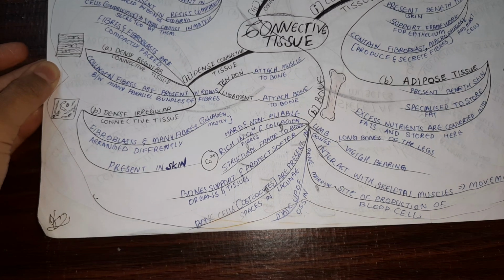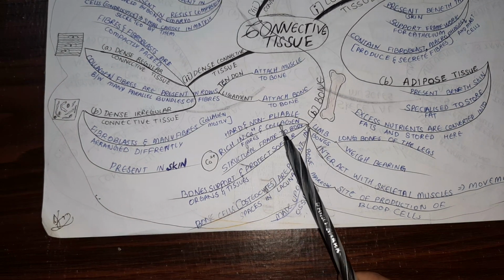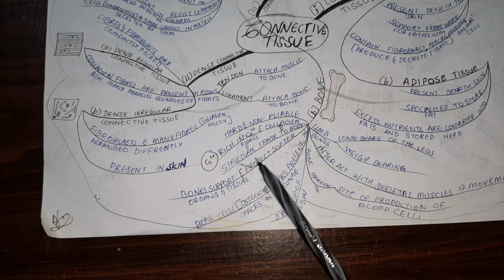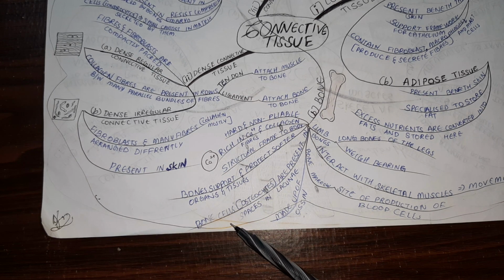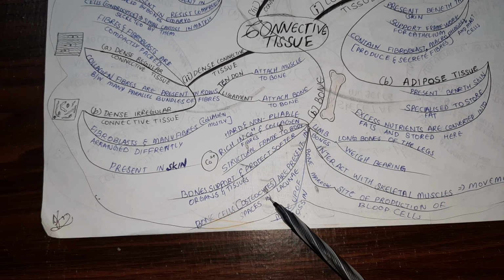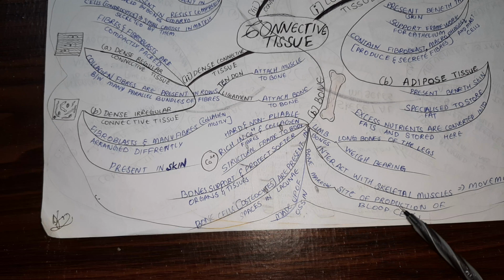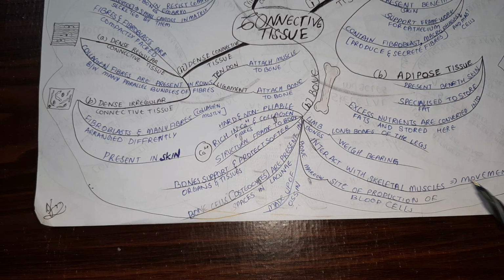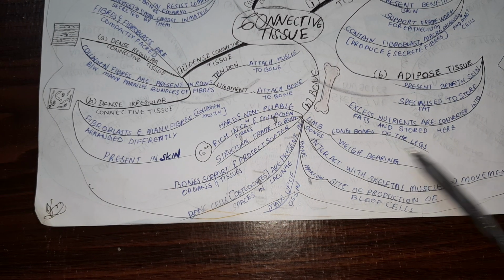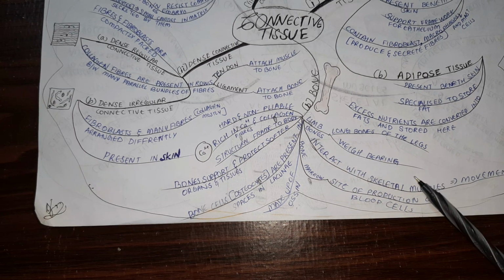Second, we have the bone. The bone is hard and non-pliable. It is rich in calcium and collagen fibers. It forms the structural framework of the body, and it supports soft organs and tissues. We have the bone cells, which are known as osteocytes. They are present in spaces called lacunae. Bone marrow is the site of production of blood cells, and it is made up of ossein. These bones interact with the skeletal muscles and they bring about movements in our body. Limb bones are the long bones of the body and they are specialized in bearing our weight.